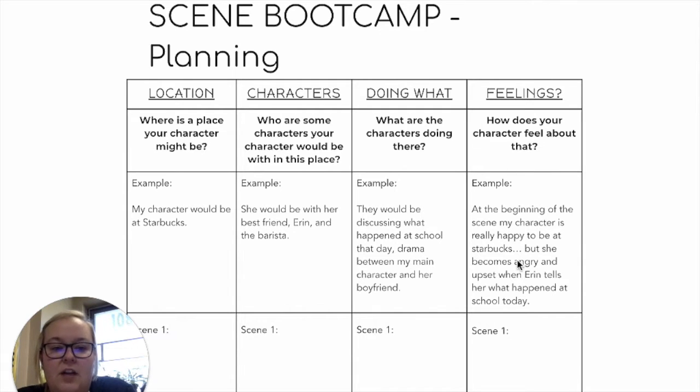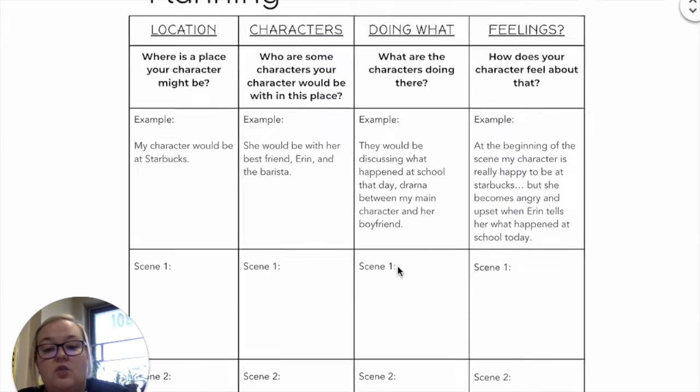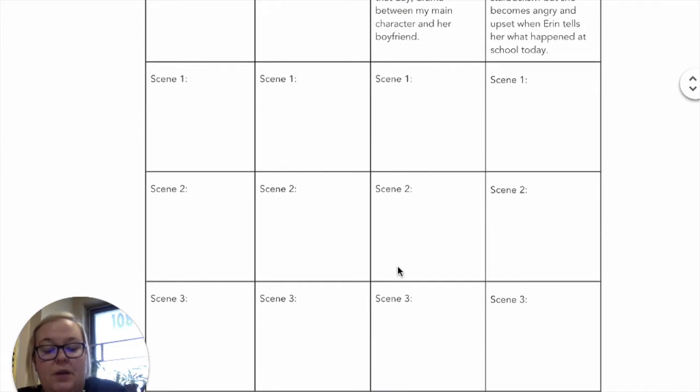And then how does your character feel about this? At the beginning of the scene, my character is really happy to be at Starbucks, but she becomes angry and upset when Erin tells her what happened at school today. So this is my plan for my scenes. You're going to do three of these plans. You're going to do scene 1, scene 2, and scene 3.